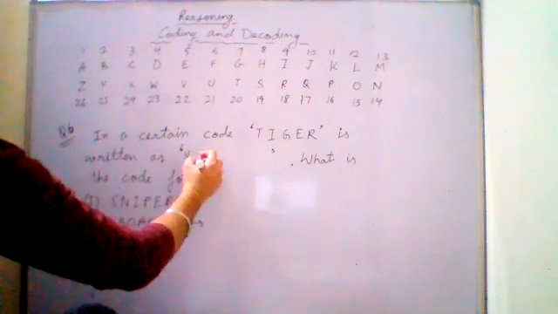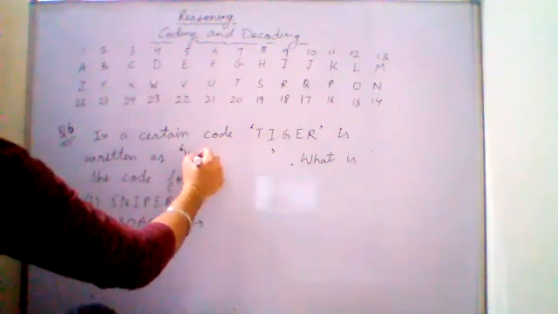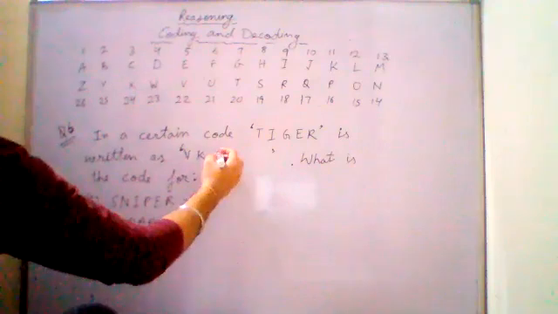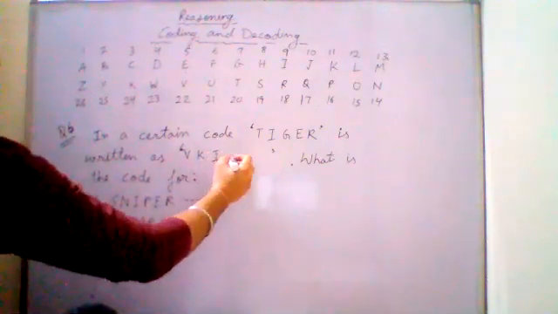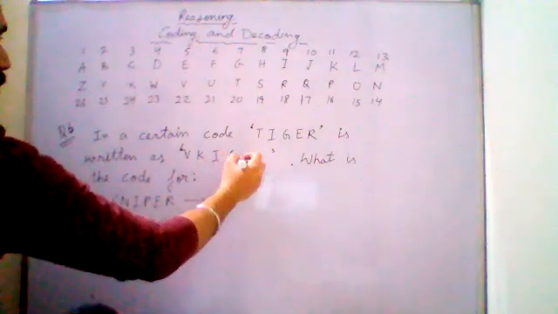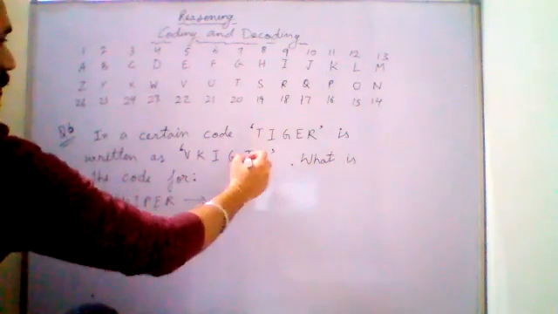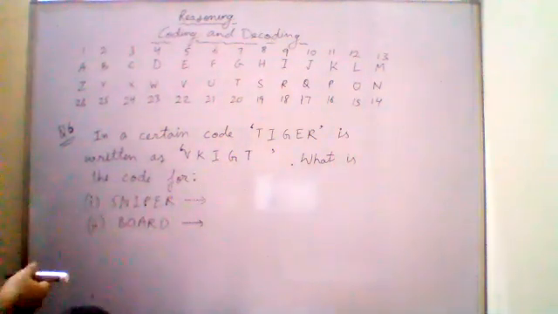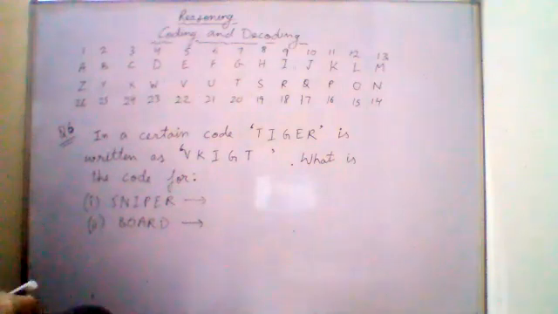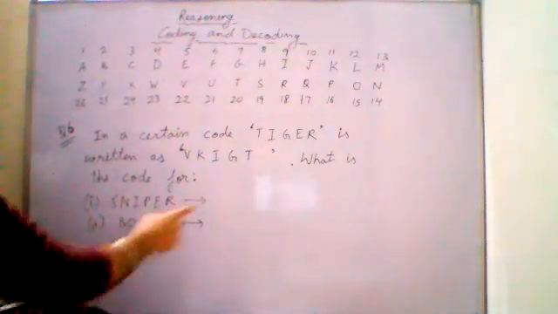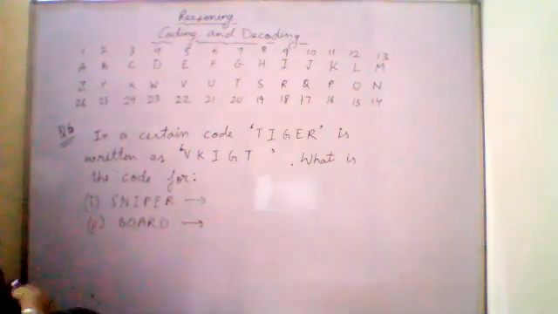V K I G T. VKIGT. This is the code of sniper and bold.